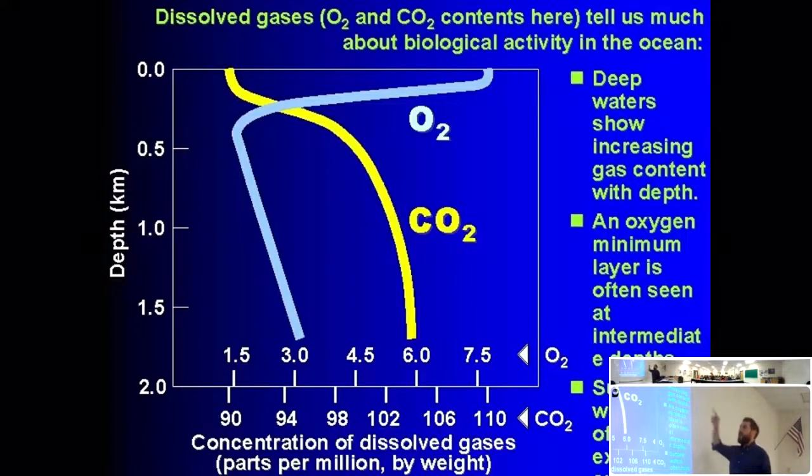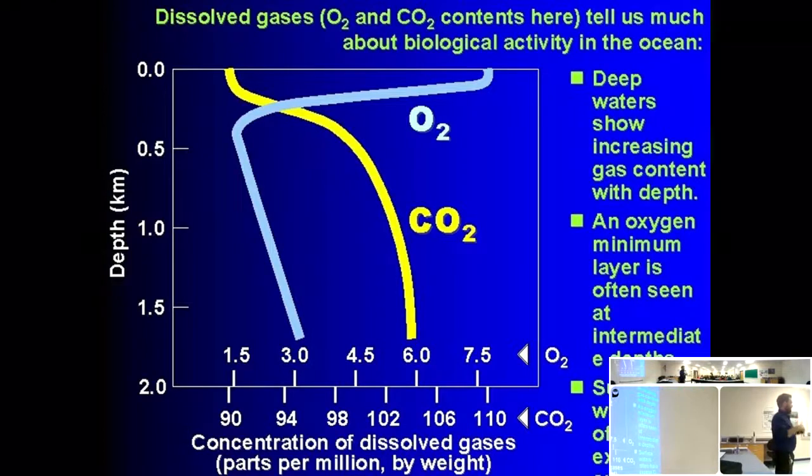All right, so here's oxygen and CO2 as a function of depth in the ocean. So what do you see here looking at this graph? Yeah, and they almost kind of mirror each other, right? Does anybody have any ideas? Oxygen is very high near the surface, and then it starts plummeting down. And then meanwhile, CO2 starts increasing as you go down.